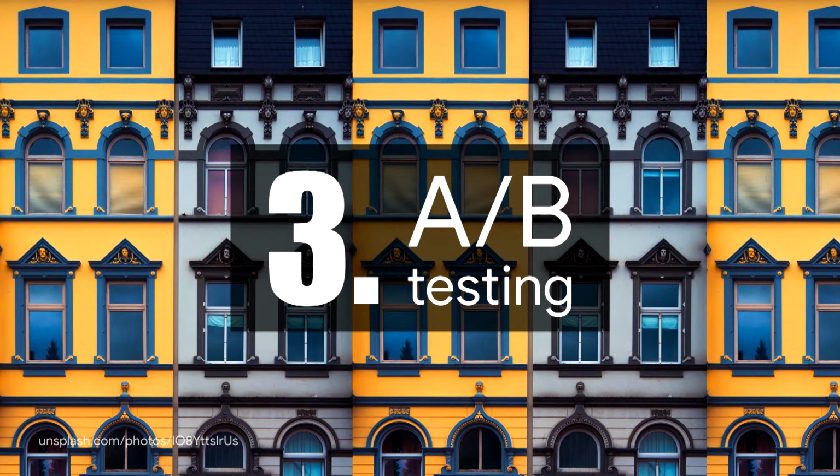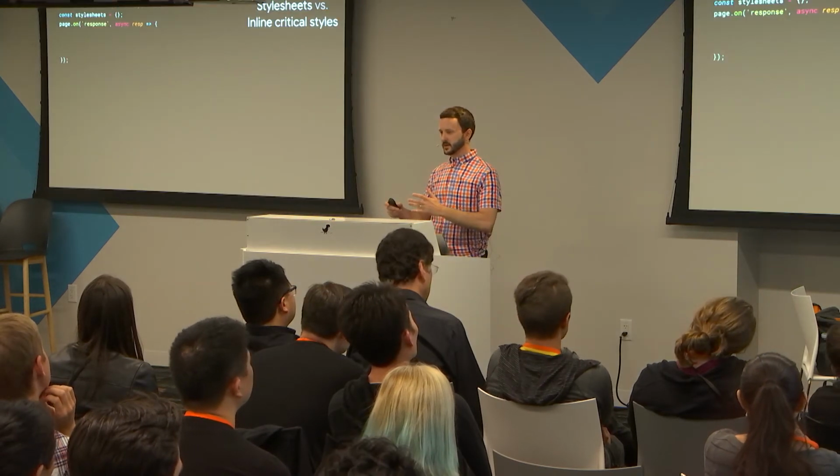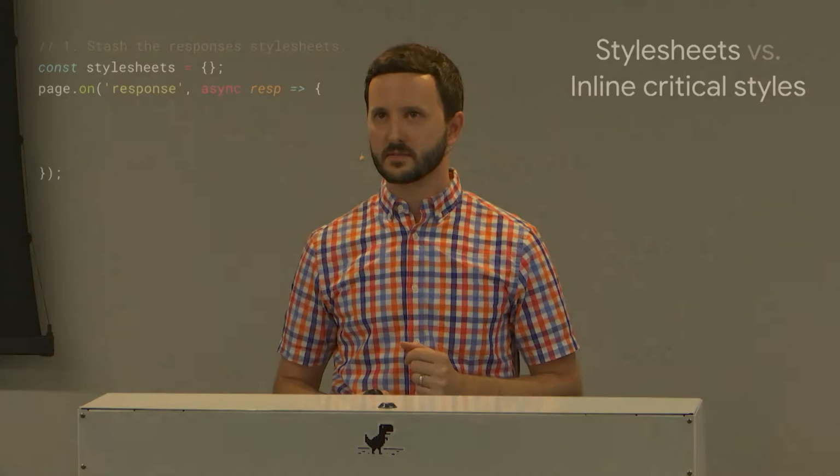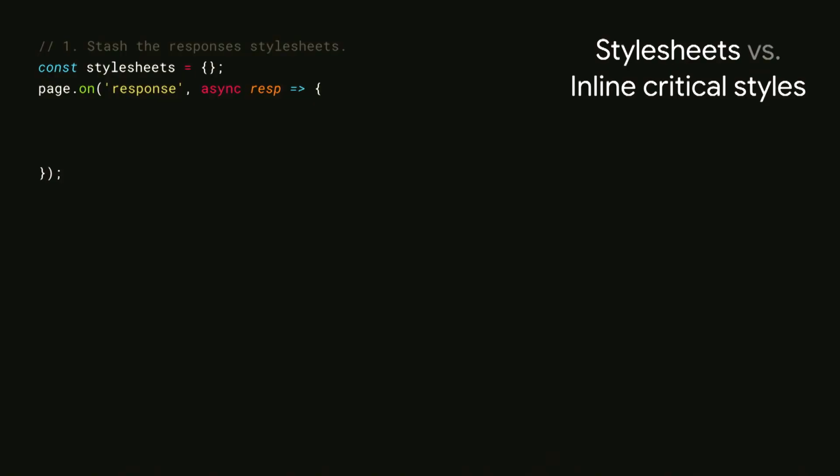OK. So number 3 is A/B testing. But I don't really consider this testing. I think this is more about showing live modifying a page on the fly and doing analysis between the two versions. I guess that's A/B testing, but whatever. So the idea here is, hey, can we determine if inlining critical styles is actually better for our app than just having regular style sheets? That's what I want to do, and I want to have 2 different versions of the app.